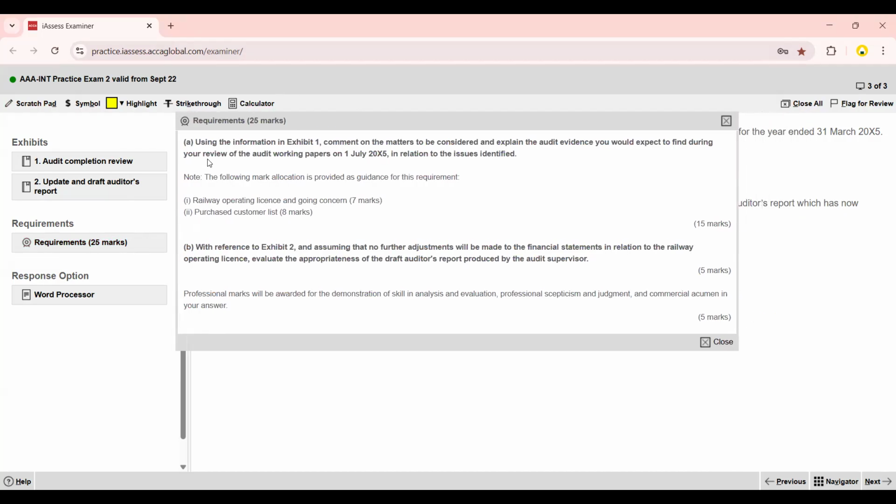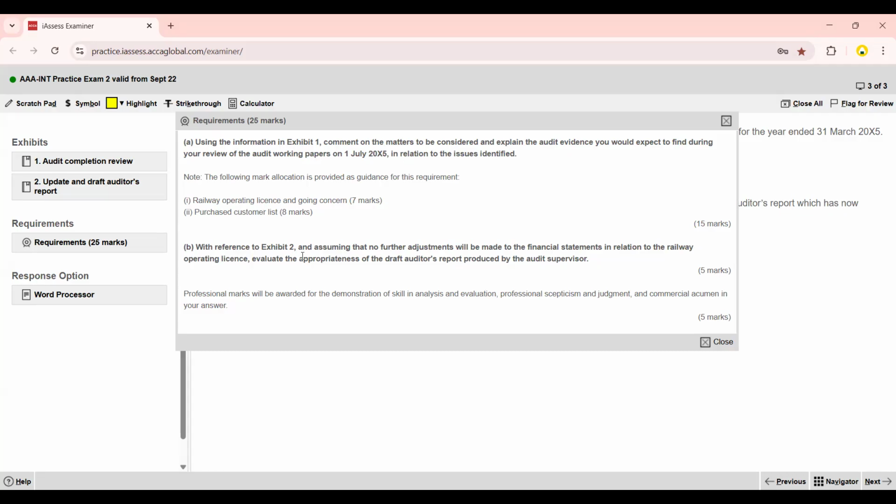Part A. Using the information in Exhibit 1, comment on the matters to be considered and explain the audit evidence you would expect to find during your review of the audit working papers on 1st July 2005 in relation to the issues identified. The following mark allocation is provided as guidance for this requirement. Number 1, railway operating license and going concern. Number 2 is purchased customer list. Part 1 and part 2 are more likely about IAS 38.